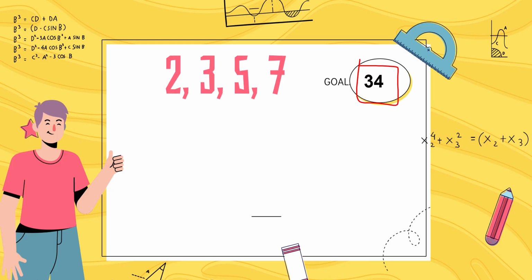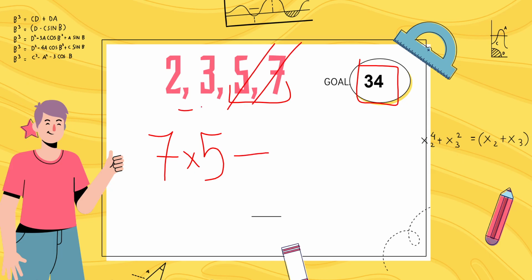Okay, let us try. First of all, I see that 7 times 5 is 35, right? 7 times 5 is 35. Okay, so far it's easy, but I need to get 34. So I need to minus 1, right? If I minus it, we need to use numbers 2 and 3 to get 1. Easy peasy, right? So if we minus 3 minus 2.